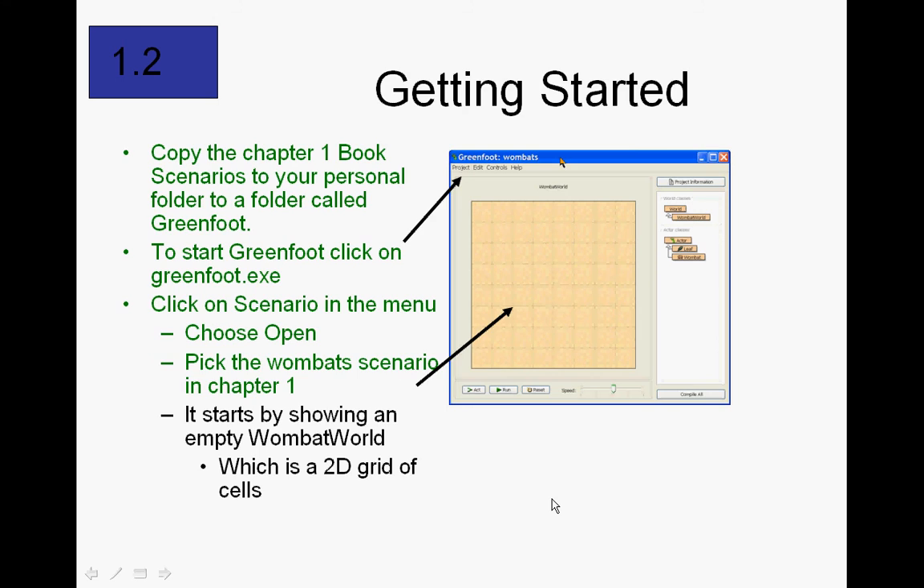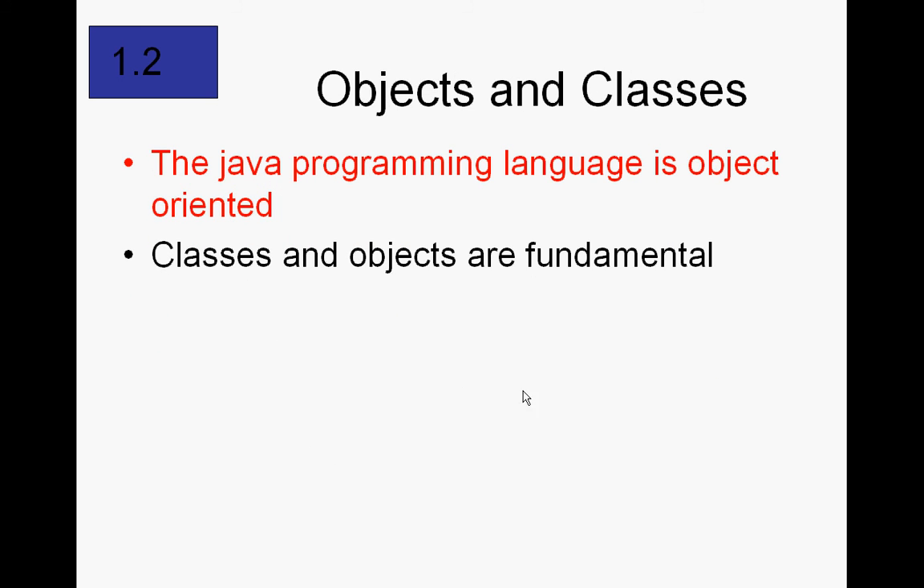All right, so the Java programming language is object-oriented. This is in red. You need to write it down. The Java programming language is a modern programming language. It's a good programming language. It's used a lot. You can use it in web pages. You can use it to make games for the web.